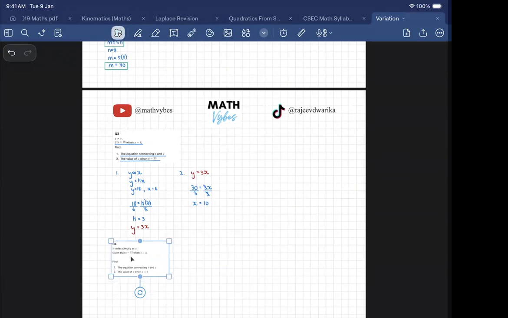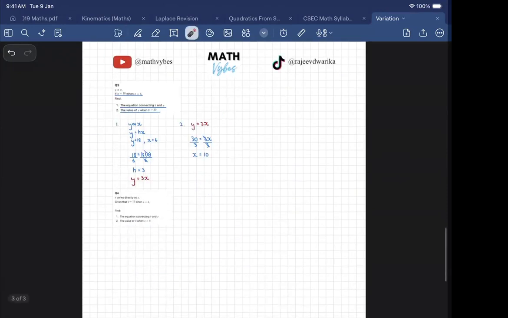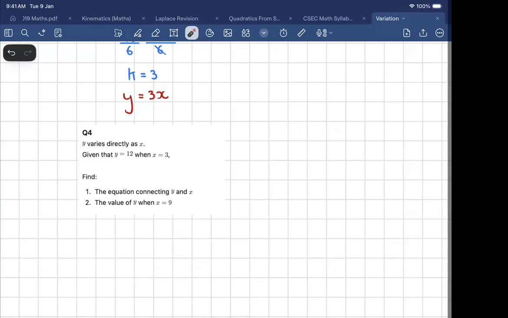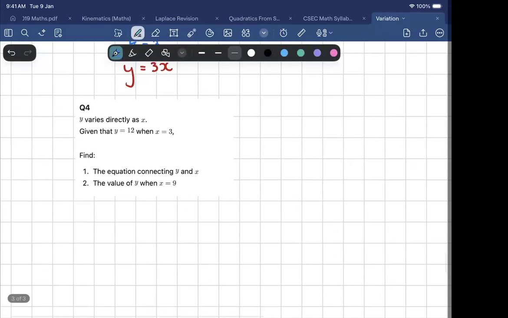Question 4. All right, question 4. Neil, let's walk through it. So read the question for me. Y varies directly as x given that y equals 12 when x equals 3. Find the equation connecting y and x and the value of y when x equals 9. Right. So they want me to form an equation. Do you have any idea how to start off? Talk to me.